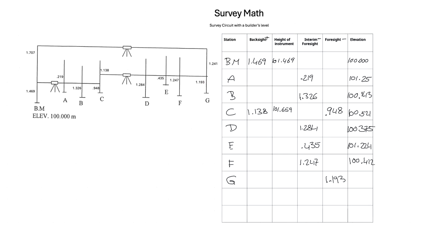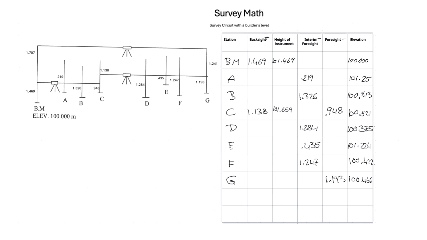1.193. So again, height of instrument 101.659 minus 1.193 gets us the elevation for G, 100.466. Now we are moving our instrument.